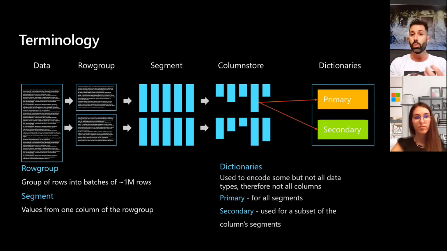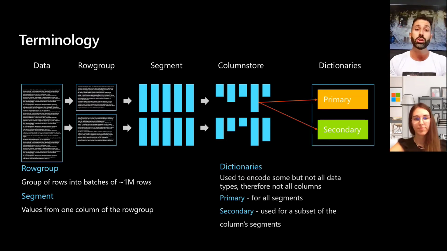Then we have segments. Segment is your columns. Each column that you have in your table will have one segment. For example, if your table has 5 columns, we will have 5 segments. And the last part here, what we are going to do for each row group, for each segment, we are going to apply an algorithm to compress. And at this stage, we are going to have the column store index itself. So this phase here is where your index is ready.